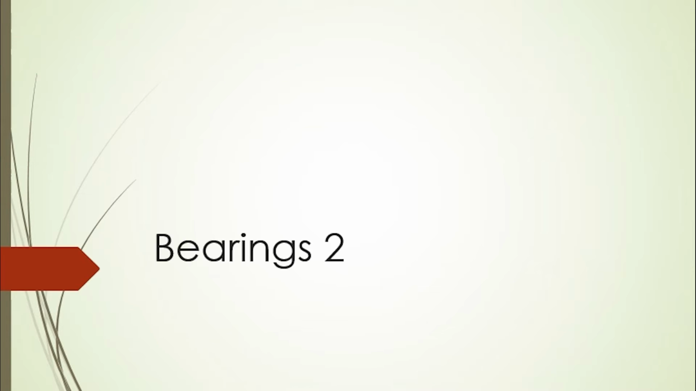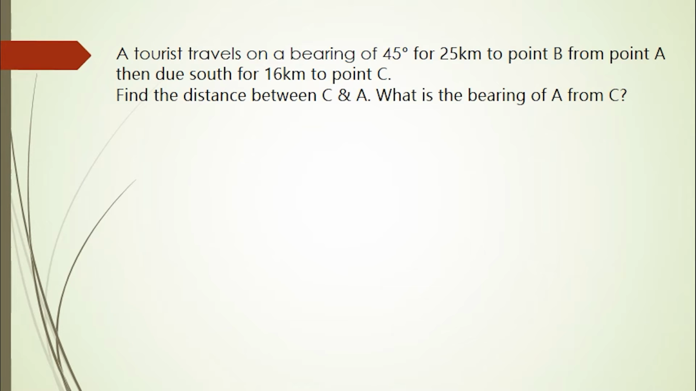Hey guys, welcome to bearings 2. We'll be looking at that problem that I mentioned at the end of the bearings 1 video. Okay, let's get going. In this question it says a tourist travels on a bearing of 45 degrees for 25 kilometers to point B from point A, then due south for 16 kilometers to point C. So we're trying to find the distance between C and A, and what is the bearing of A from C.